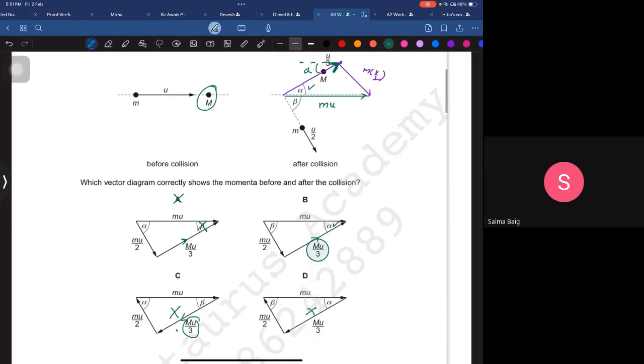So then we're gonna recheck the other ones. Mu by 2 was at beta, this is beta, and it was downwards like this, so that's fine. And mu is also towards the right, and this makes a perfectly right vector triangle, so this has to be the correct answer. Is it clear, kids?